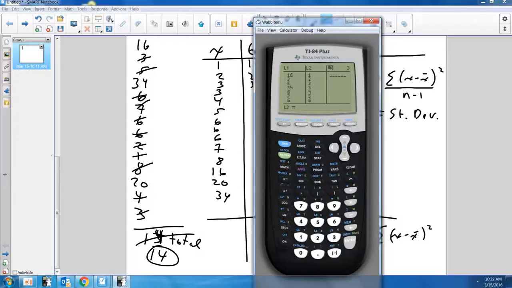So I have to figure out what is the mean of L2. I'm going to quit out of there. And to do this, I'm going to do second stat, which is list, and go to math, and you're going to see that you have a mean button in there. Go ahead and use that mean button now that we know what it is. Not median, but mean. And I'm going to go to L2. When you do that, you're going to see that that mean is going to be 8.64.